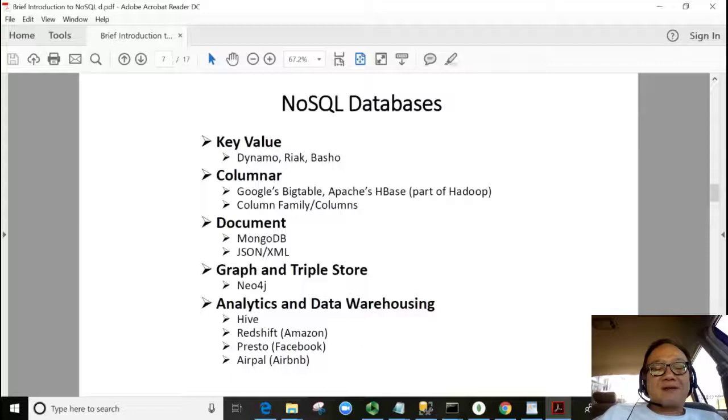We also have NoSQL technologies and products for analytics and data warehousing. In those scenarios and use cases, Hive, Redshift, Presto, and Airport are commonly used.